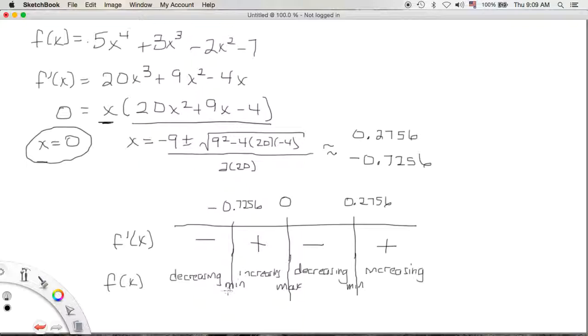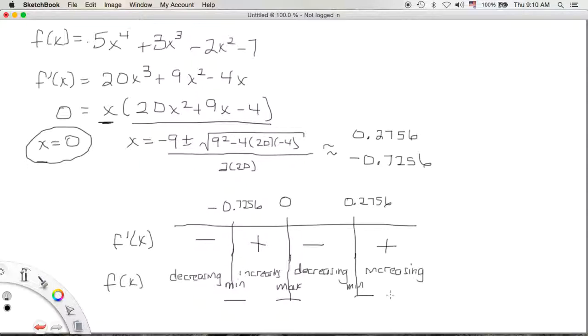So this tells us the minimum, maximum, and minimum. Now to know if it's a local minimum or local maximum or an absolute, you have to plug it into the original function and figure out what the points are so that you can compare the two minimums to see if it's a minimum that's going to be the smallest one.